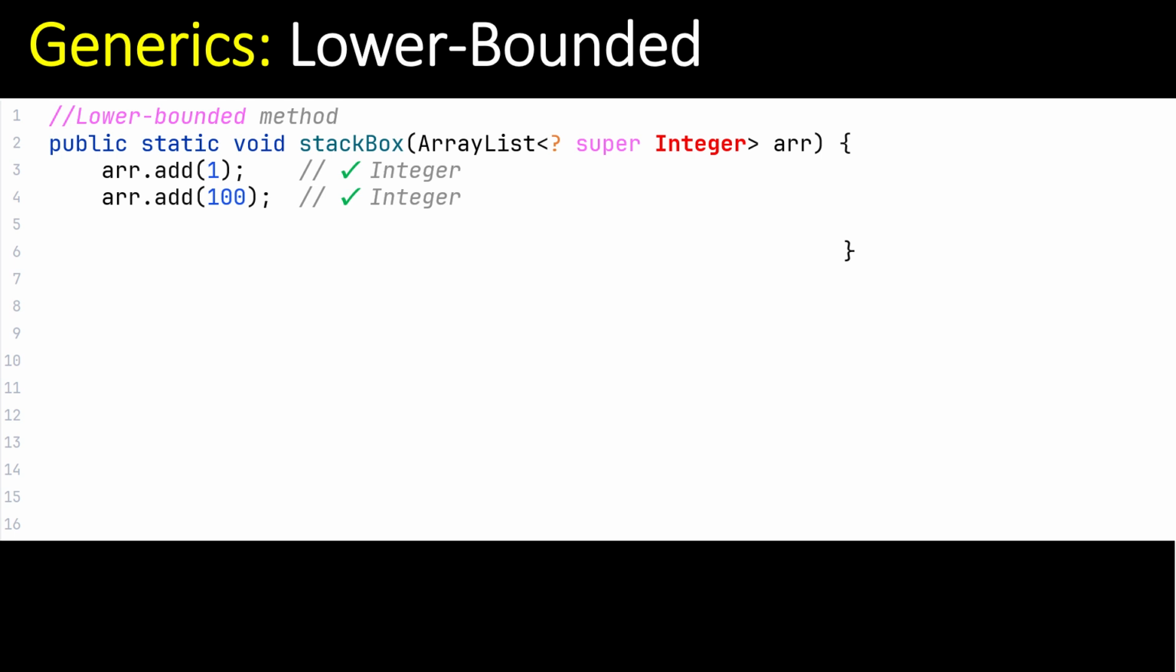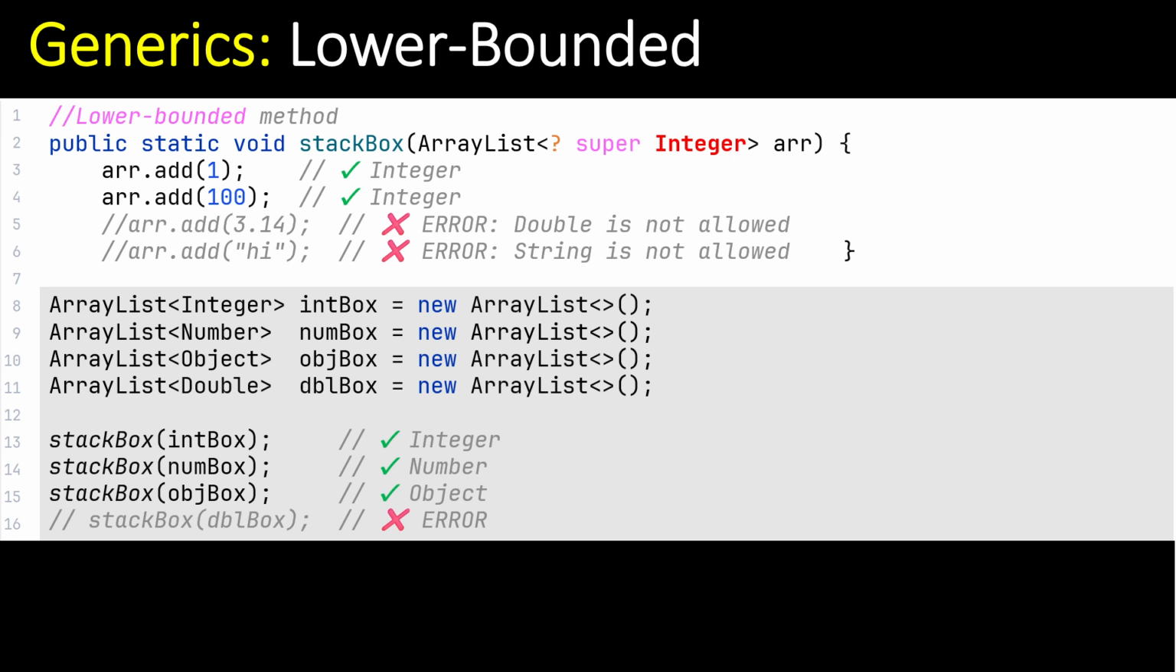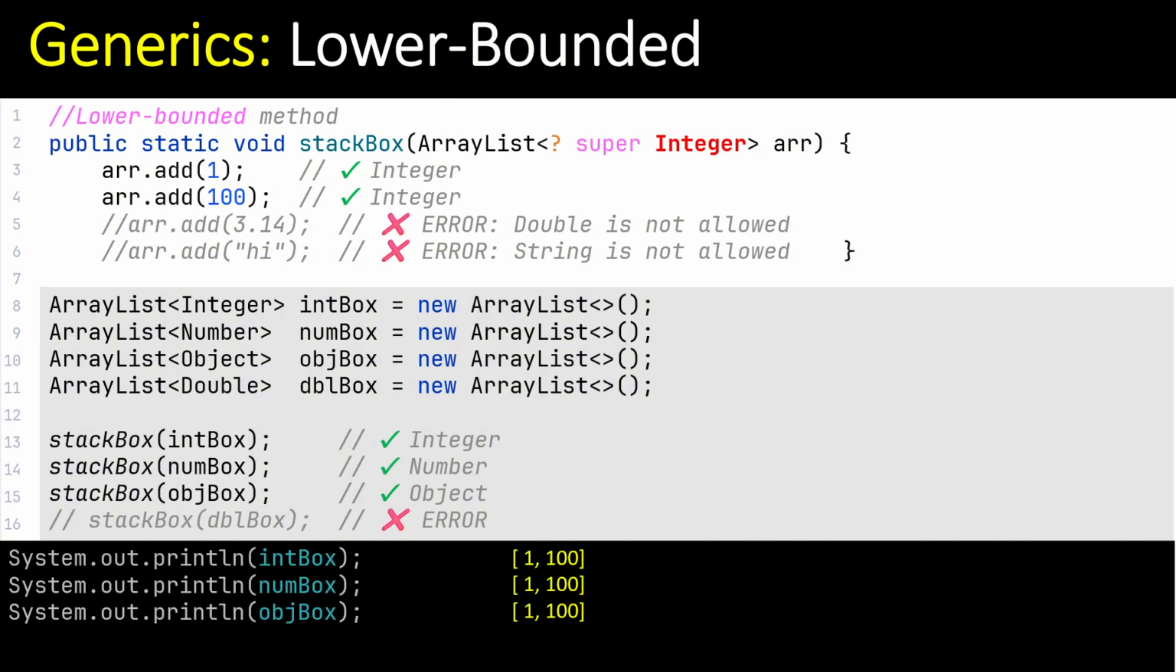The method stackBox takes an ArrayList as input, but the ArrayList type is lower bounded to Integer. This means the method is allowed to add Integer values safely, regardless of whether the actual list is an ArrayList of Integer, ArrayList of Number, or ArrayList of Object. We can create an ArrayList of Double or ArrayList of Float, but we cannot pass it into stackBox because Double and Float are not supertypes of Integer. They are sibling classes under Number. So we can run the stackBox method with an ArrayList of Integer, Number, or Object, but not with an ArrayList of Double or Float.